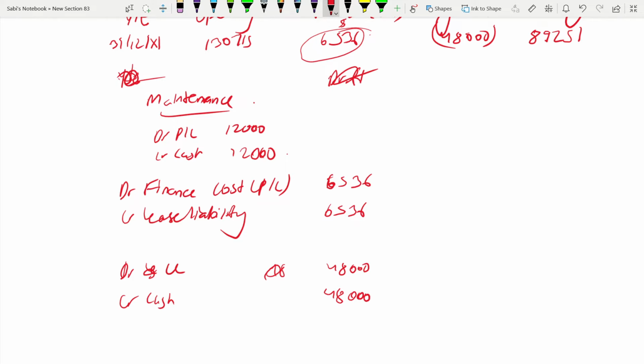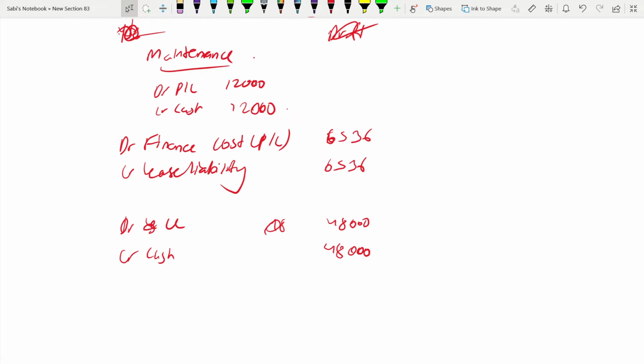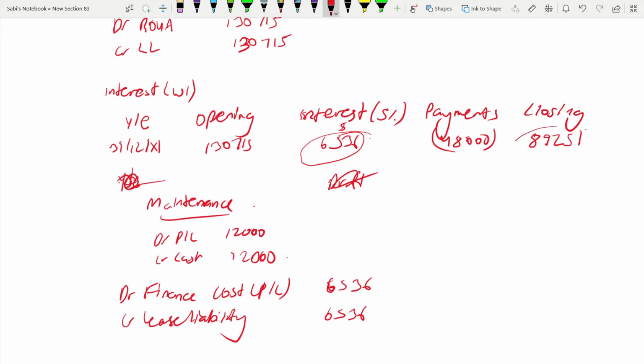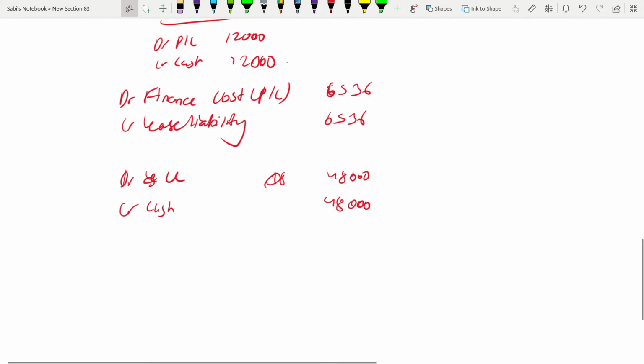Now how much carrying amount of liability will we have? Already we have done it here, 89,251. This is the closing balance. It will go into the statement of financial position. And the right of use asset you have to depreciate. So depreciation of right of use asset.